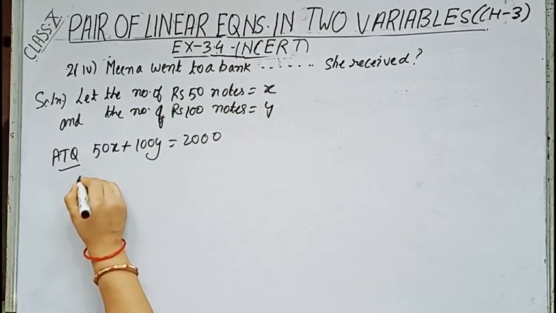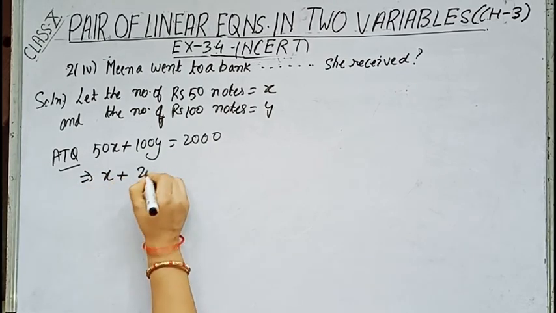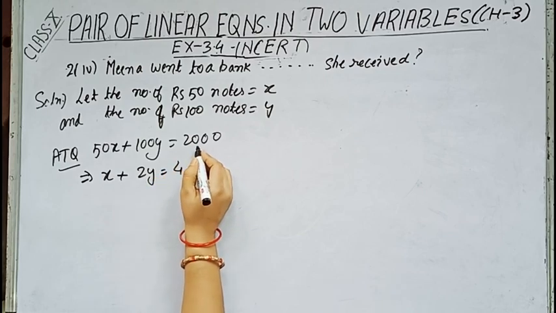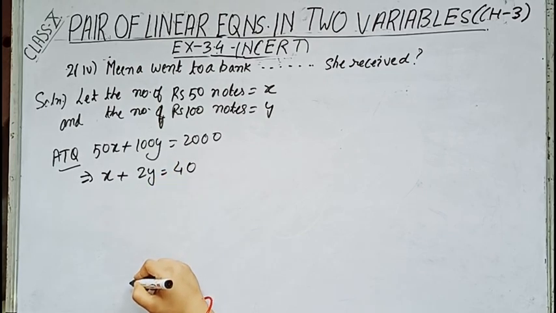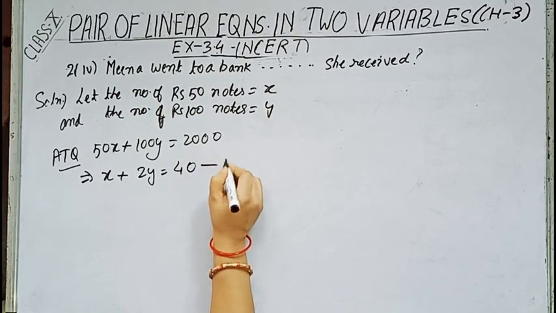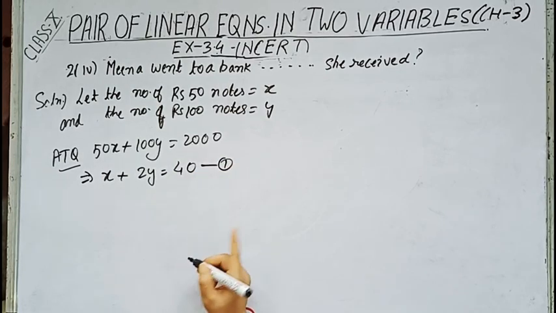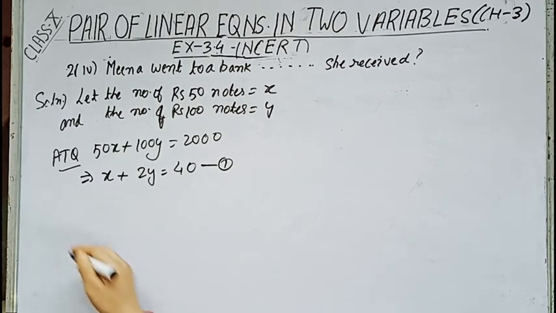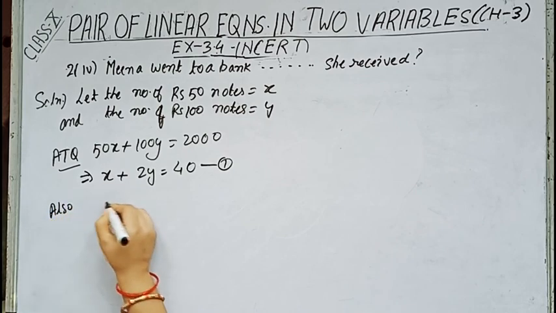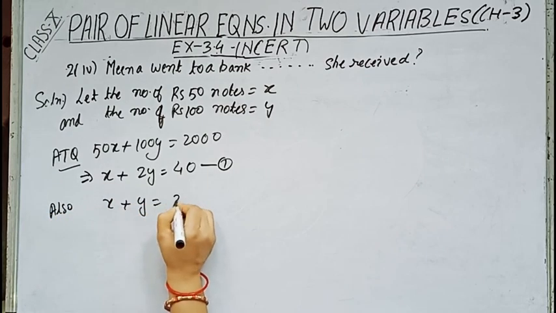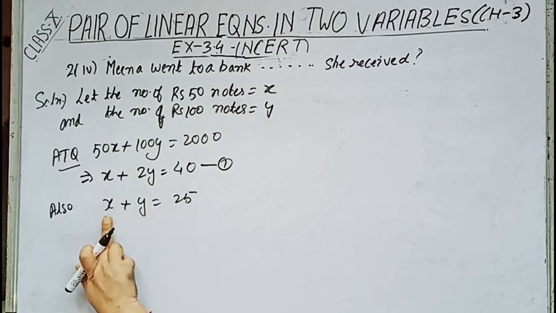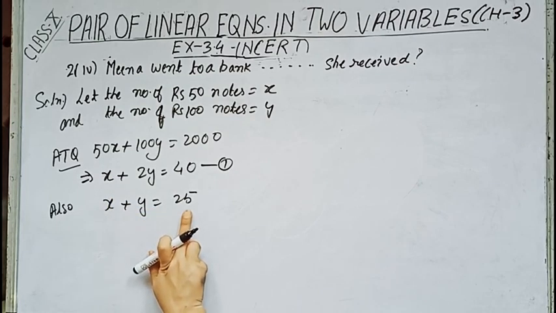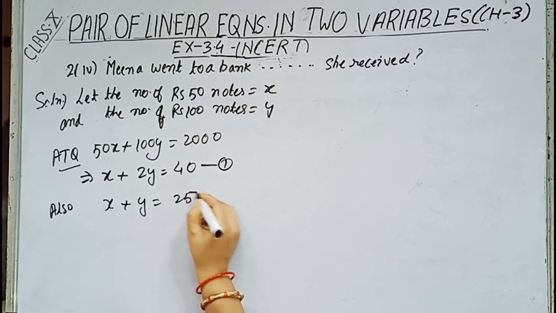Let us divide by 50. This implies x plus 2y equals 40. Let us make it equation number 1. Now again the question is saying that in total the cashier is giving 25 notes to Meena, in the denomination of rupees 50 and rupees 100. So we will also write x plus y equals 25. Number of 50 notes plus number of 100 notes equals 25 notes. I think you understand this equation as well.